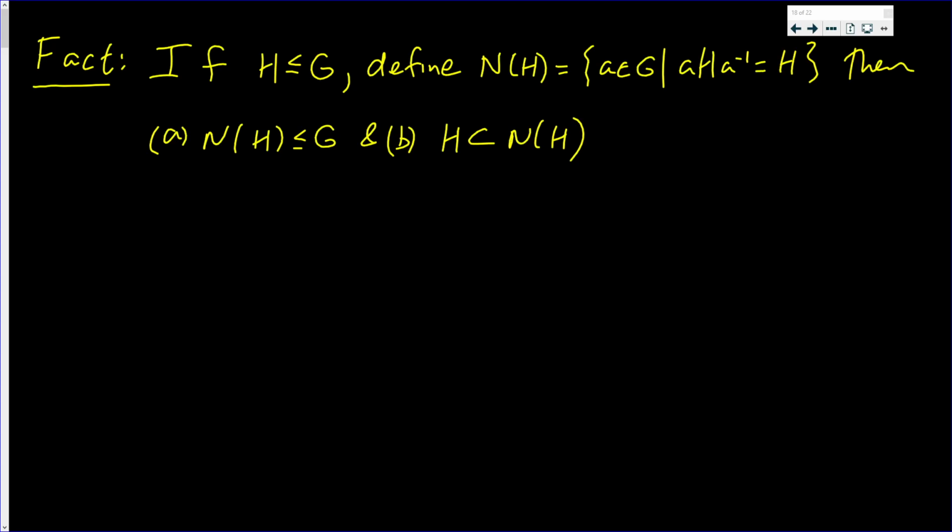In this video, we're going to prove the following fact. If H is a subgroup of G, and we define N of H to be all members A of G such that A times H times A inverse is equal to H, then this set, N of H, is a subgroup of G. And in fact, every element in H is a member of N of H. That one's kind of obvious if you think about it, but I'll show it to you.